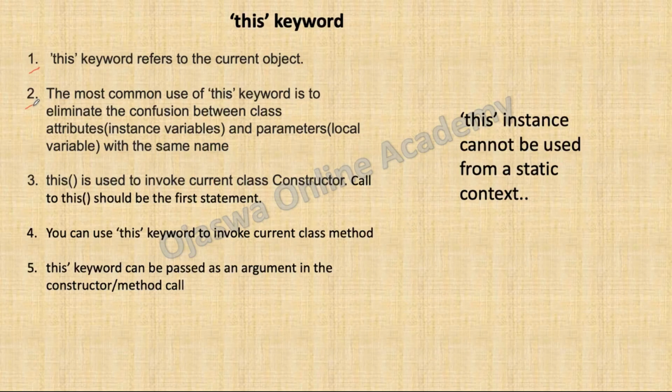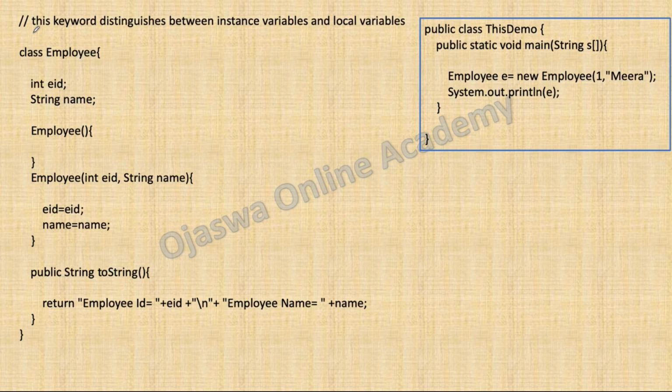In this video, we'll learn the second point. The most common use of this keyword is to eliminate the confusion between instance variables and local variables with the same name. So let us understand this point by writing a program. In this program, we demonstrate how this keyword distinguishes between instance variables and local variables.